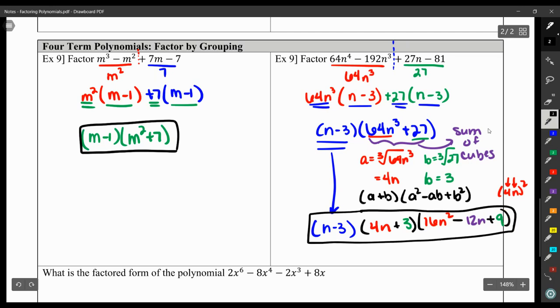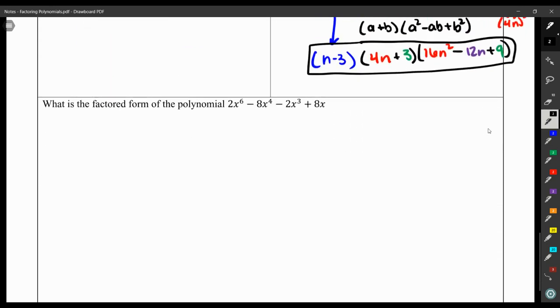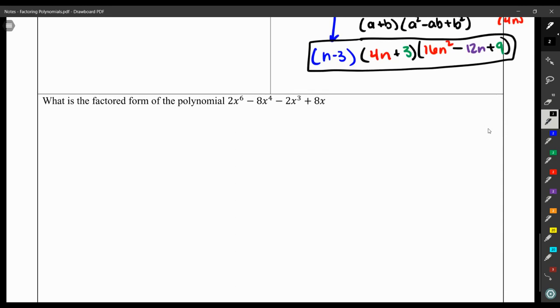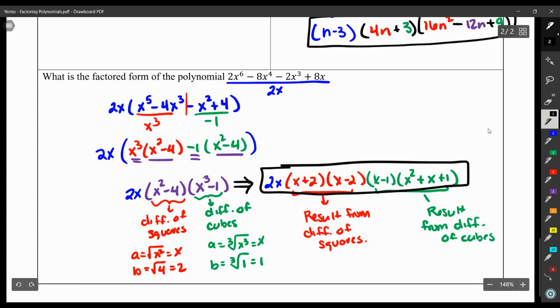I want you to pause the video and try to find this next example in the furthest factored form possible. And here's your result for the final example. Make sure you don't stop here. X squared minus 4 can be factored further using difference of squares, and x to the third minus 1 can be factored further using difference of cubes.